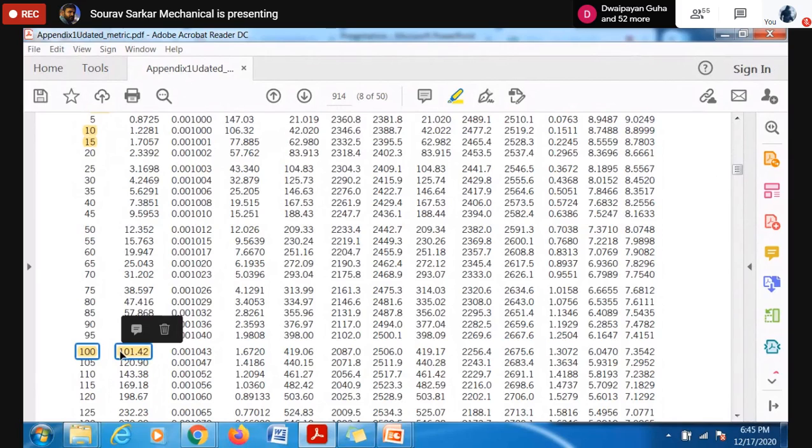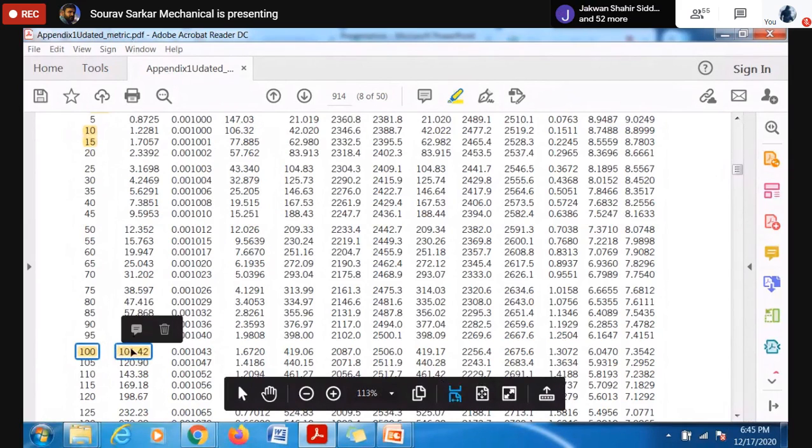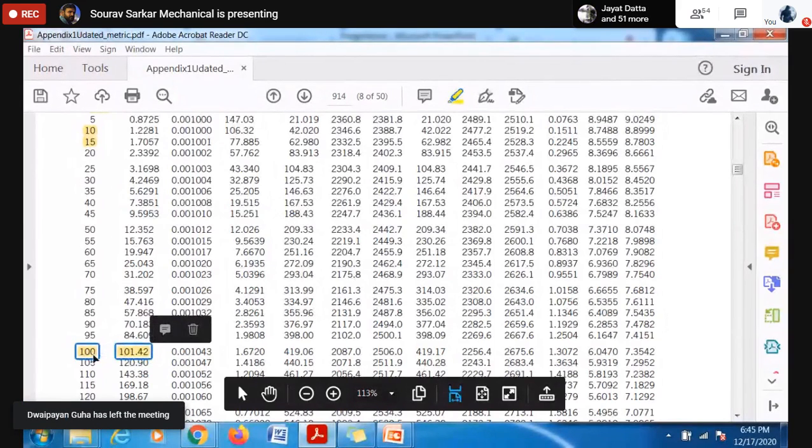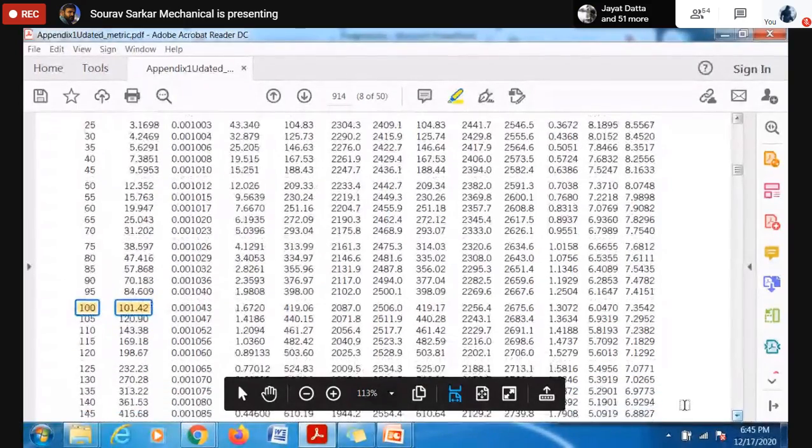Not exactly 1 bar, you can say it is equivalent to exactly 1 atm pressure. So this 101.42 kPa corresponds to 100 degrees Celsius. So whenever you switch on your pressure cooker or something like that, what is going to happen? Your saturation temperature is going to increase.